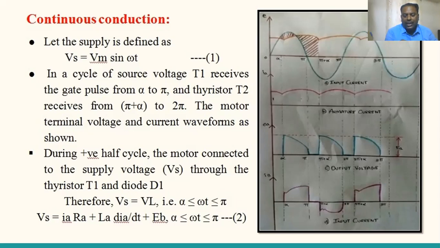Remember, all the students, Ra in this sense is Ra plus Rf. So while solving the problems also, you have to take the combined resistance of field plus armature. This is the positive half cycle.